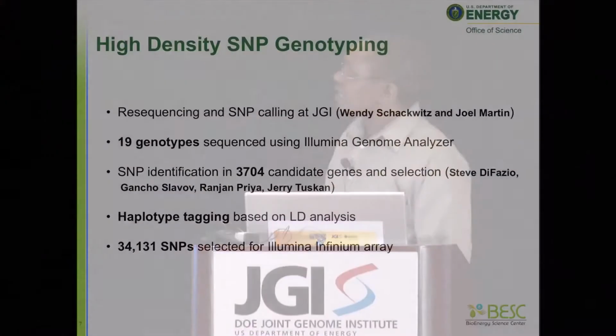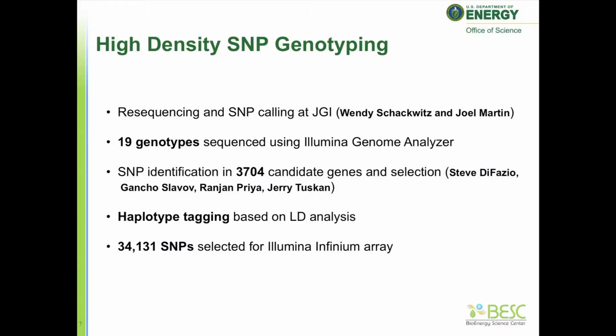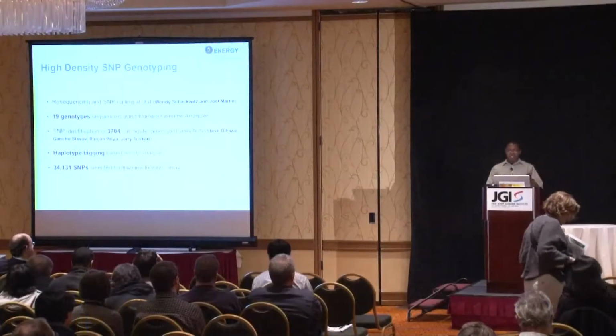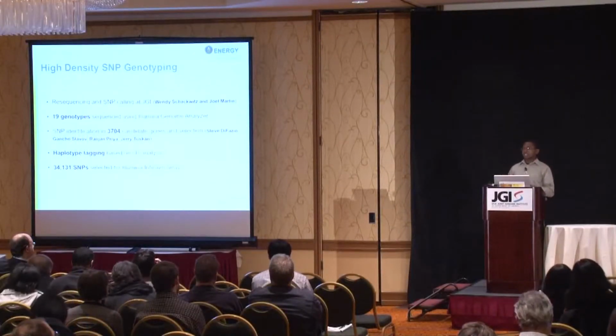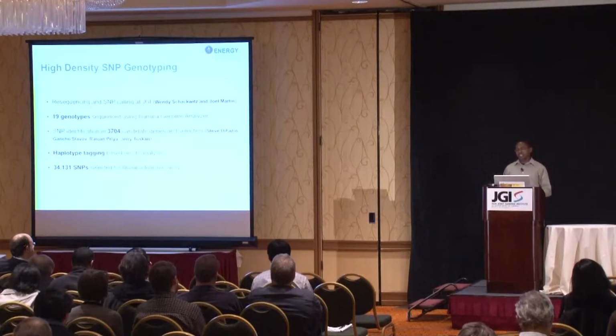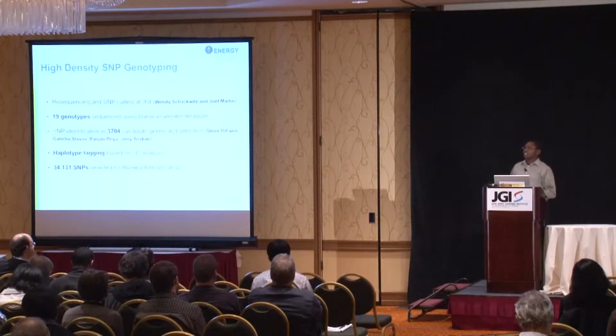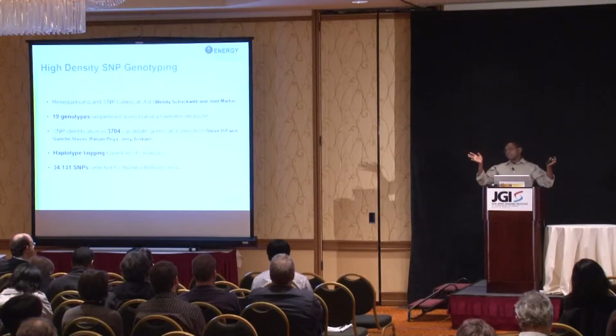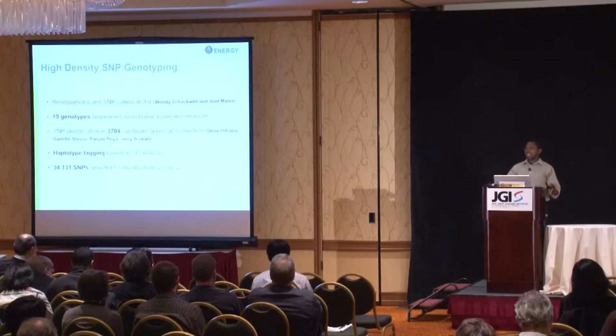Moving on from phenotyping to how we collected the genotypic data to make this analysis: 16 genotypes were resequenced here at JGI, and Wendy and Joel did a fabulous job aligning these resequencing data and then extracting SNP calls from them. Out of those genotypes, probably 7.75 million SNPs were identified. Then Steve DiFazio, my colleague, and Gancho Slavov led this initiative, with Ranjan Priya and Jerry Tuskan also playing a part, in down-selecting from the 7.75 million to a subset of highly informative loci that we'll be able to use in this association mapping.